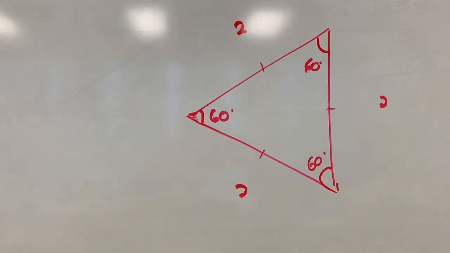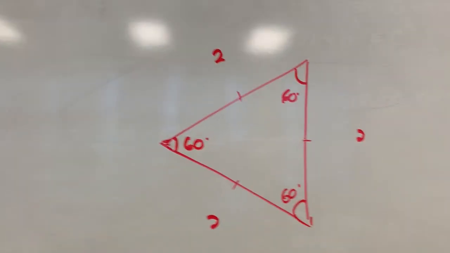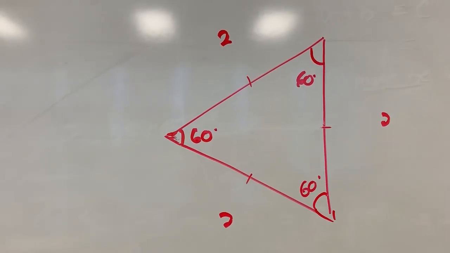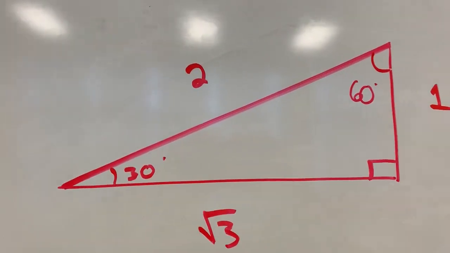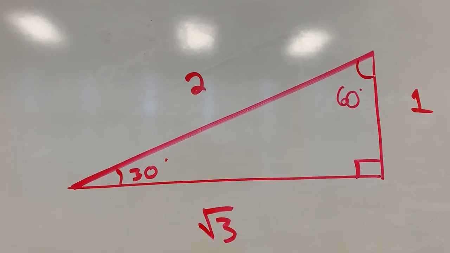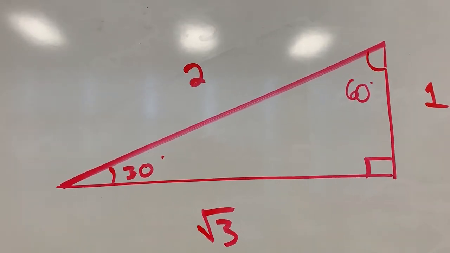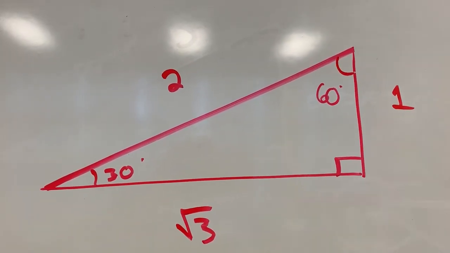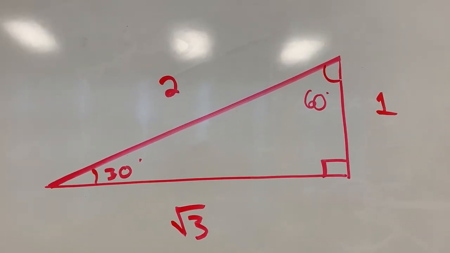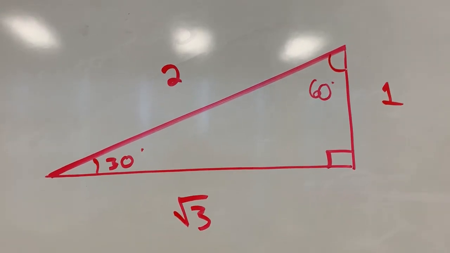Now, for the 30, 60, 90, imagine we started with an equilateral that had sides that were 2 and obviously angles that are 60. But I cut that right in half, right down, slice it right through the middle. Well, I would still have a 60 degree angle at that one top angle, and the top side there, which now has become a hypotenuse, would stay 2. But the side on the right there is 1.